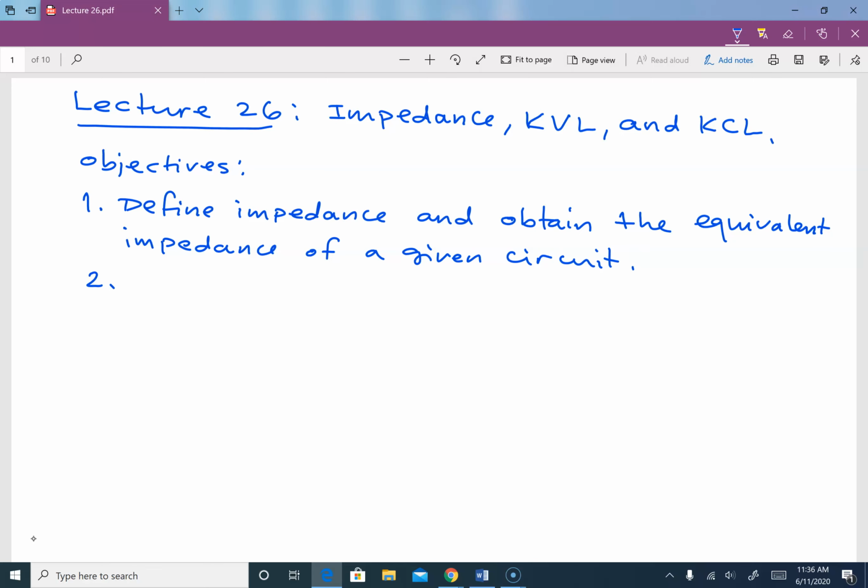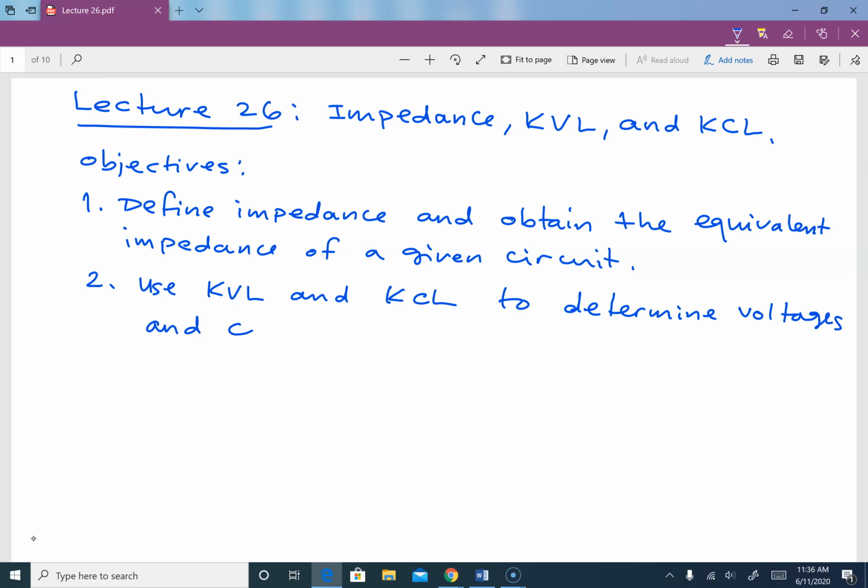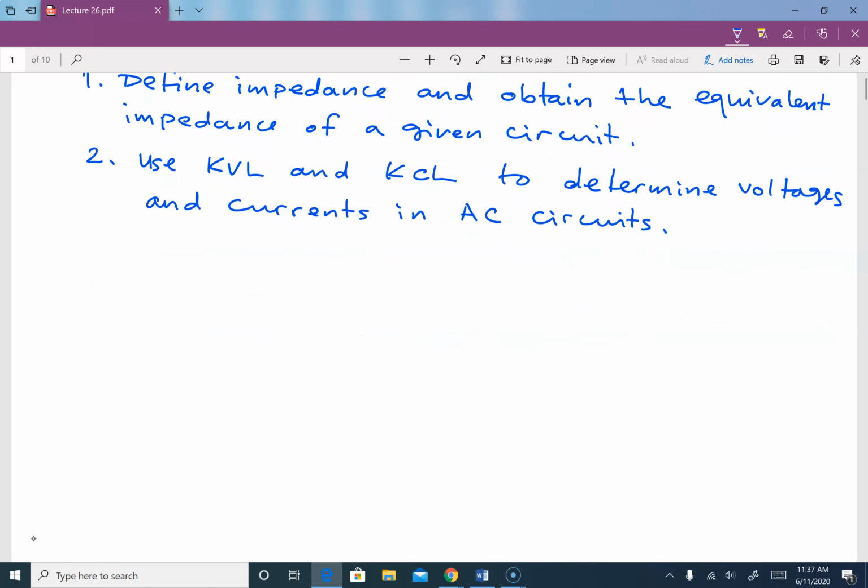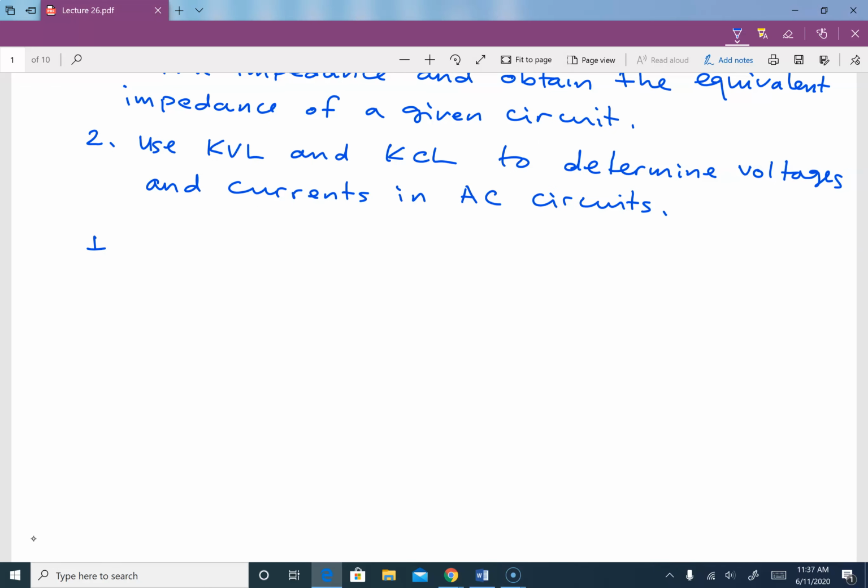And the second objective is to use KVL and KCL to determine voltages and currents in AC circuits. So we will start with impedance here.